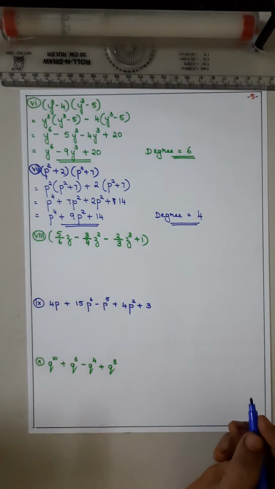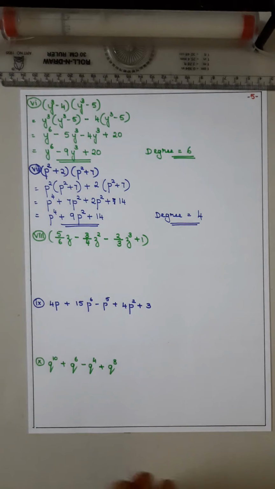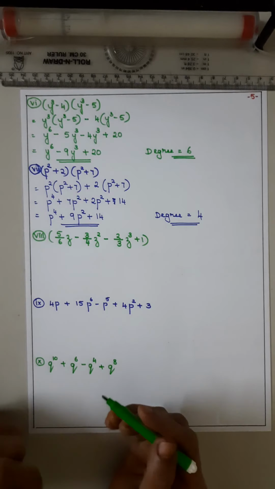Are we understanding? You can use the algebraic identities, but you get confused. That is why I am using this method only. You can use any method. Okay. Now coming to the eighth sum.